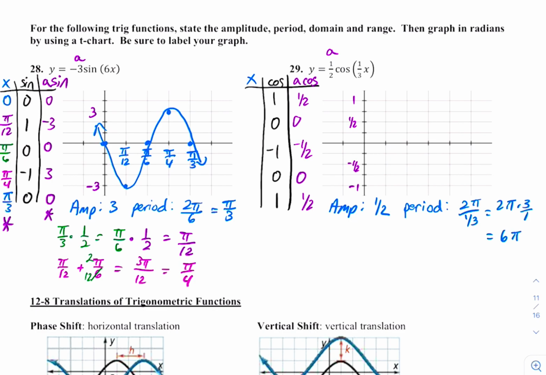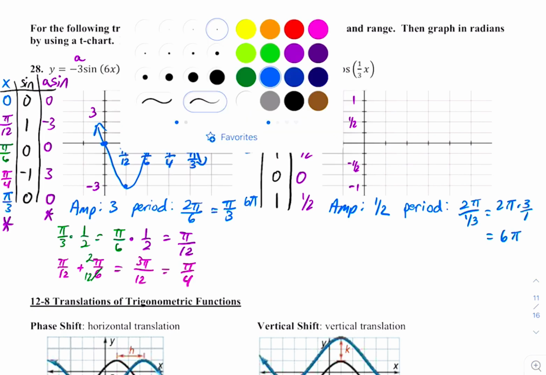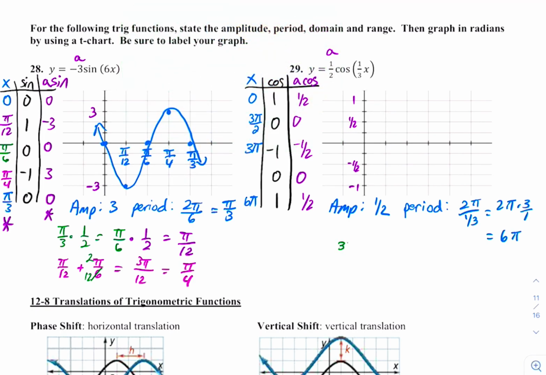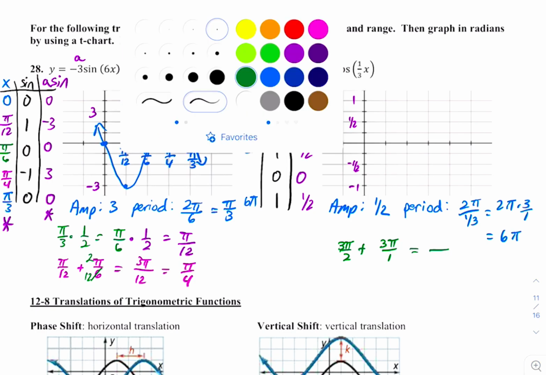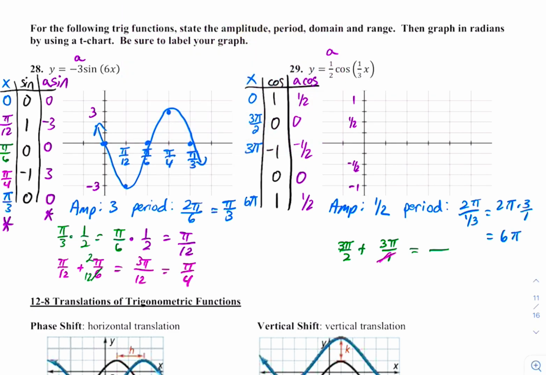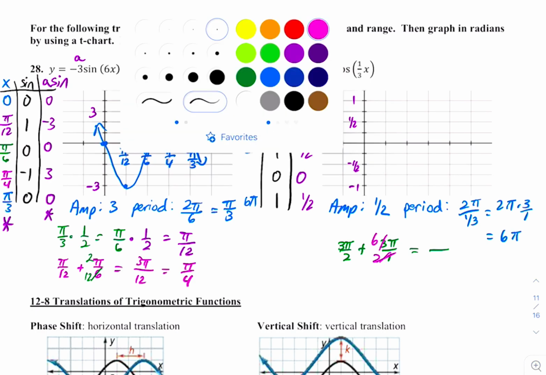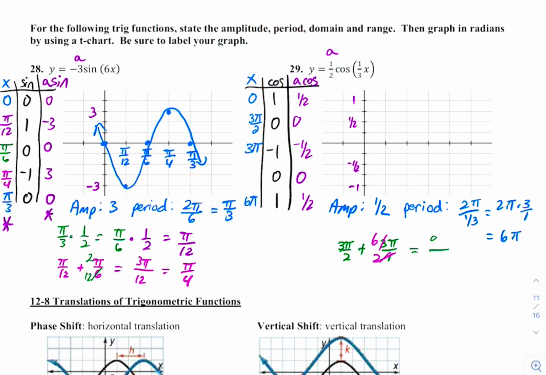And then for the x's, we're using that period again. So we're going from 0 to 6 pi, and then half of that is 3 pi. Half of that is 3 pi over 2. And then we are going to need to add 3 pi over 2 plus 3 pi. So we're assuming that's over 1. And then we need that common denominator, so this will be 2. And then 3 times 2 is 6. So that means that I will have 9 pi over 2.